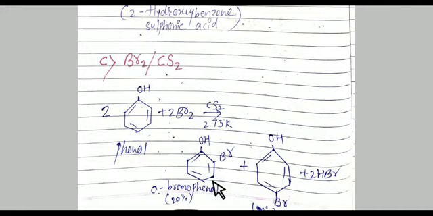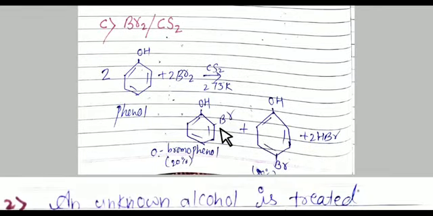Now the next reagent: whenever phenol reacts with bromine in the presence of carbon disulfide as a solvent, and the temperature is 273 Kelvin, here again a mixture of orthobromophenol and parabromophenol will be formed. Orthobromophenol is the minor product and parabromophenol is the major product.